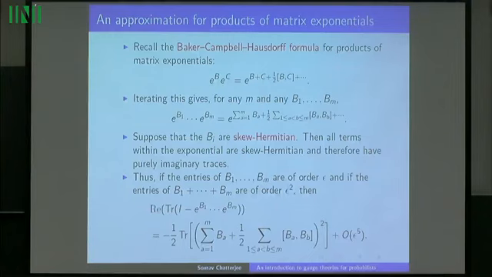Any questions about this? So you see, the critical thing is that you have the square, because the first term in its expansion has a purely imaginary trace, and so therefore when you take the real part, that goes away, so you're left with just the second term.